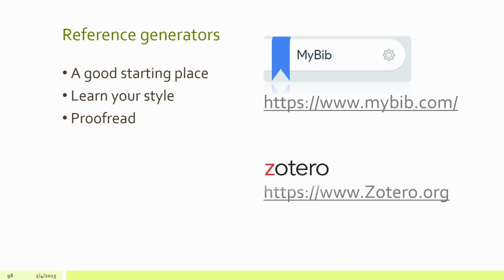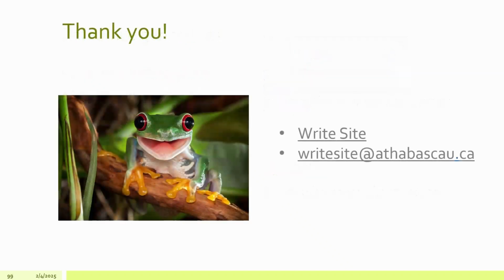I have used both MyBib and Zotero. MyBib I've only tested, Zotero I have used extensively. Both I still had to proofread. MyBib has all three styles, APA, CSE, and IEEE. Zotero currently seems to be missing CSE.